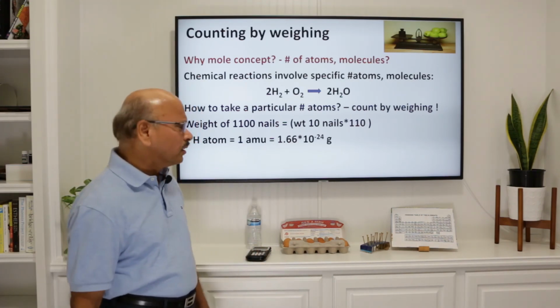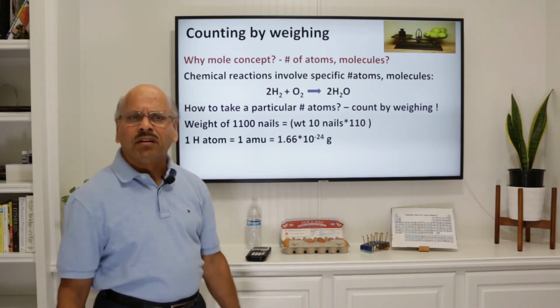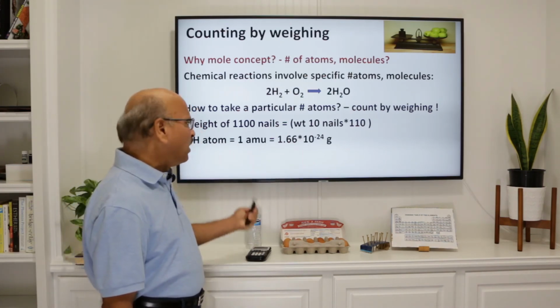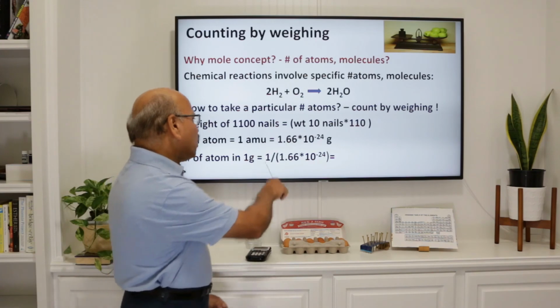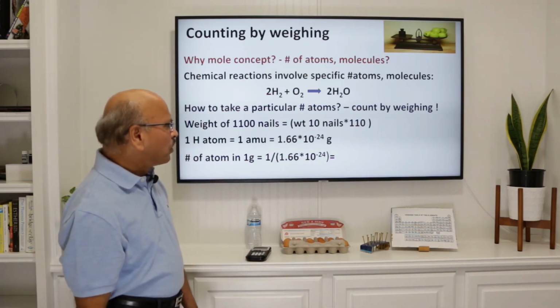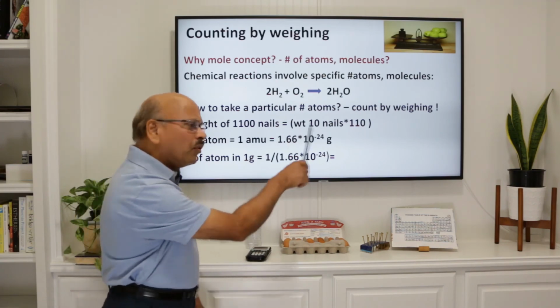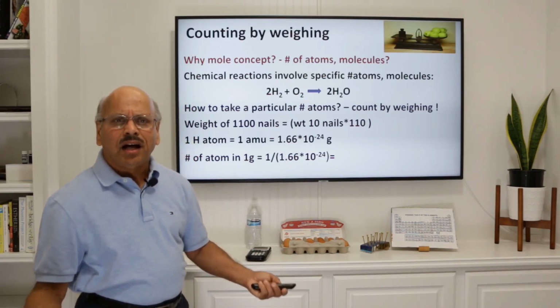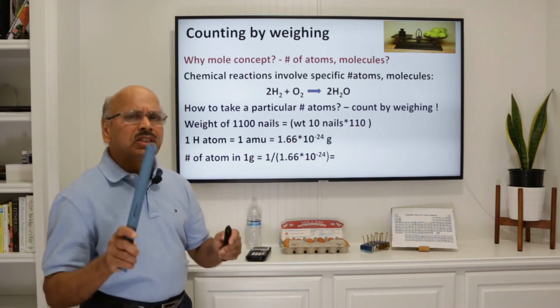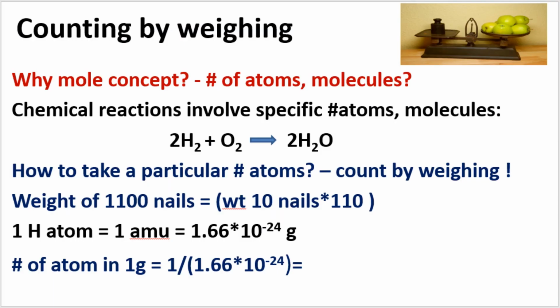I can calculate it because I know the mass of one hydrogen atom in grams. So, just divide the 1 gram with the 1.66 × 10^-24 gram. I'm going to get how many atoms of hydrogen are needed to make that 1 gram. Now, I want you to just calculate this. Just pause the video there. Just calculate this number, 1 divided by 1.66 × 10^-24.